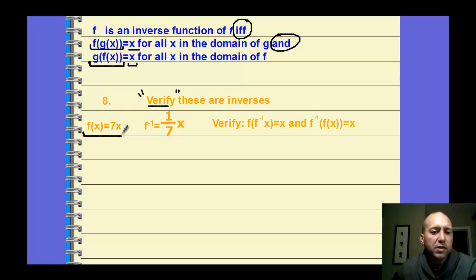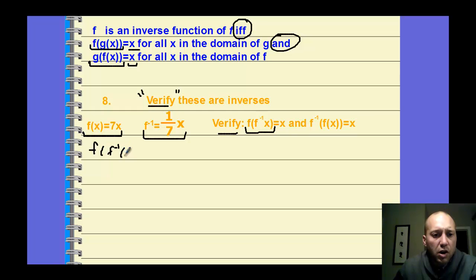So I'm given f of x is 7x, the inverse is 1/7 x. To verify, we need to show both f of the inverse of f of x and the inverse of f of f of x is x. So that both of these are going to be equivalent to x. So if I take the first one, let's do f of the inverse of x. So to do that, I'm taking the function f of x, which is 7 times x, and I'm replacing x with the inverse of x. So it's 1/7 x. And if I multiply 7 times 1/7, I get 1 times x, or x.